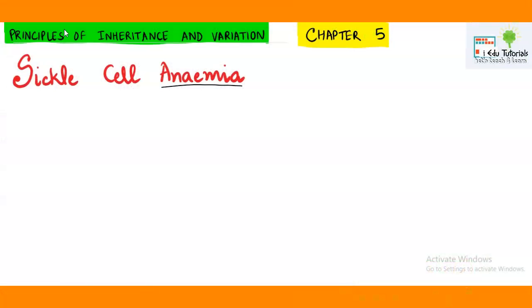Hello everyone. In this video, we will undergo a detailed analysis of this autosomal recessive disorder, sickle cell anemia. Here the word anemia is written. Anemia always means that there would be a scarcity of red blood cells in the body, right? Now, the word sickle cell has also been used.